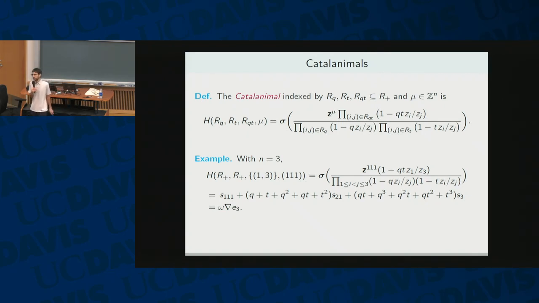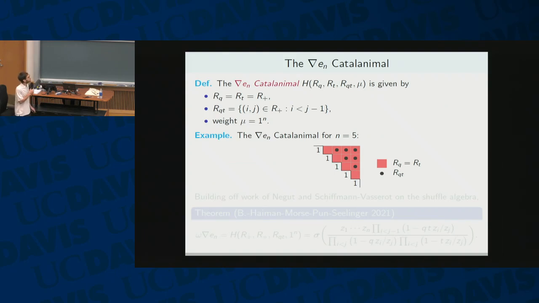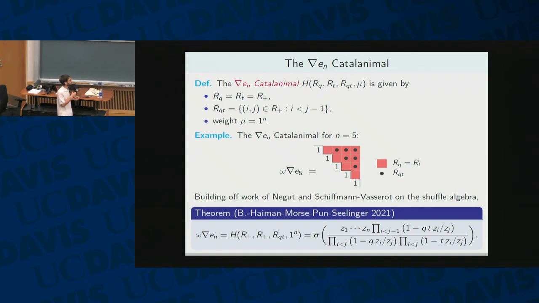And this example turns out to have a generalization. Here's the following construction. Let's call this the nabla En Catalanimal. What we do is take RQ and RT to be the set of all positive roots, and RQT to be all the roots except this main diagonal's worth, as shown in this legend. And we take the weight to be just all ones. What we were able to show, building off of work of Negut and Schiffmann-Vasserot on the shuffle algebra, is that this Catalanimal is equal to omega nabla En.